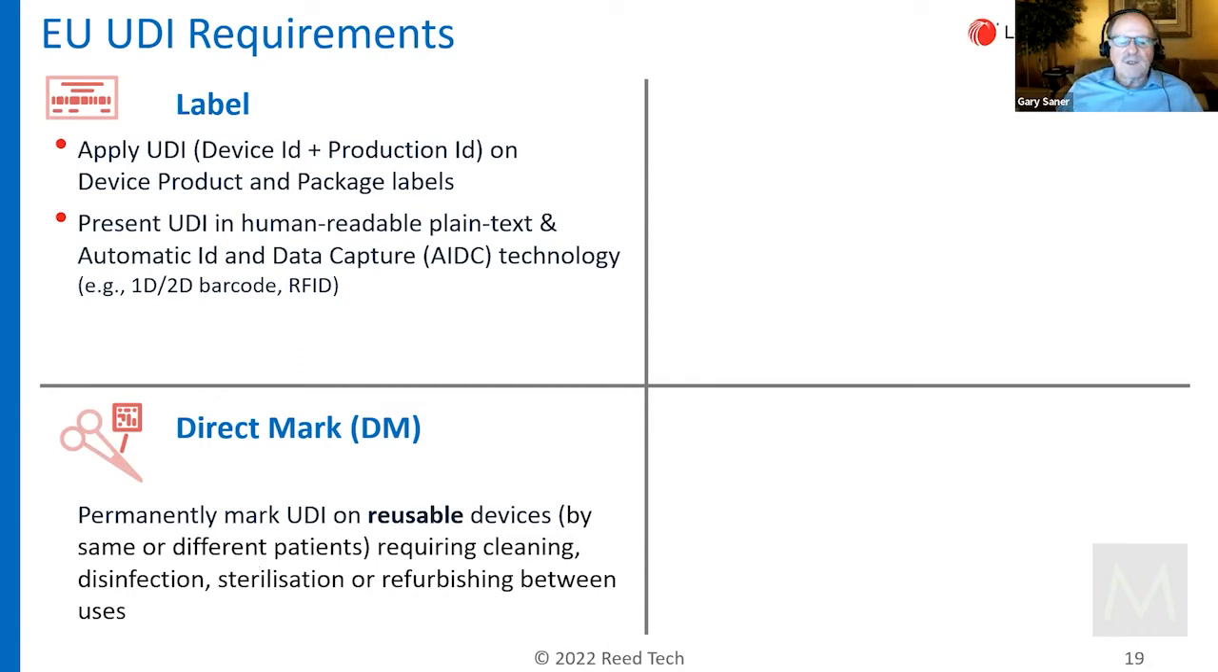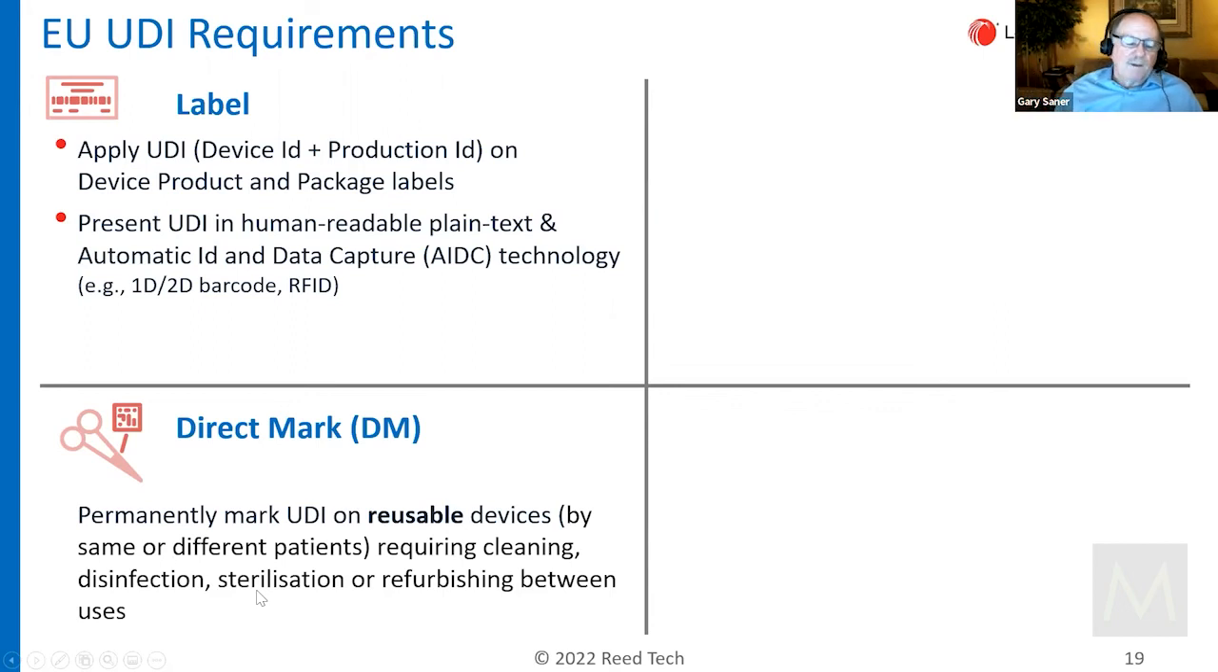So there's a difference. If you're making a product selling to the US and the EU, all of a sudden the EU requires you to have direct marking because you intend it to be used on the same patient. The other difference here is the European Commission says if the product is subject to cleaning, disinfection, sterilization, or refurbishing between uses. Now, the FDA only has two of those items in the list. They only say if it's high disinfection or sterilization.